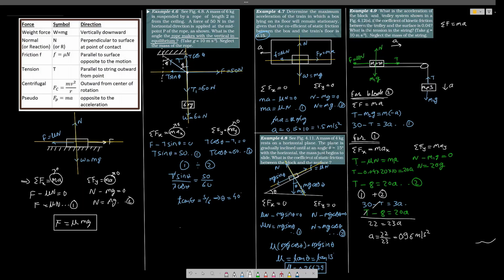We have to find out tension also. So substitute in equation number 2. So we will get T equal to 20a, which we find out 0.96, plus 8, that will give us 27.1 Newton. There's your answer. Ta-da! मजा करो.